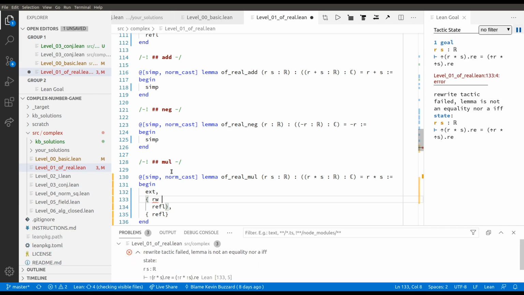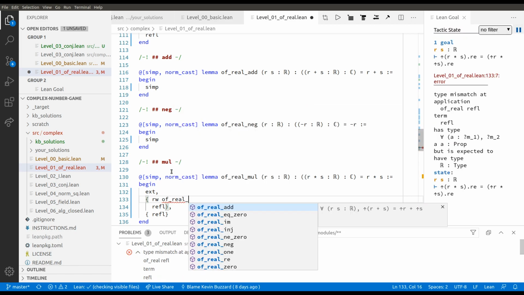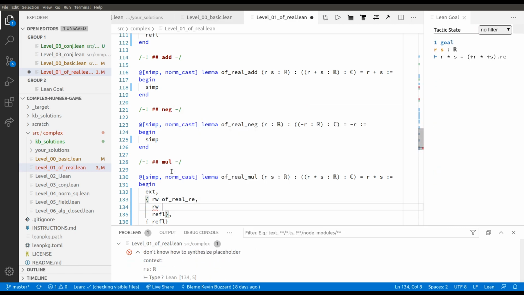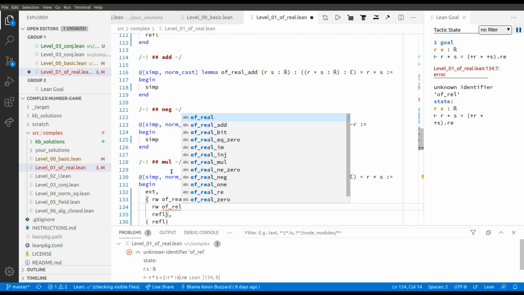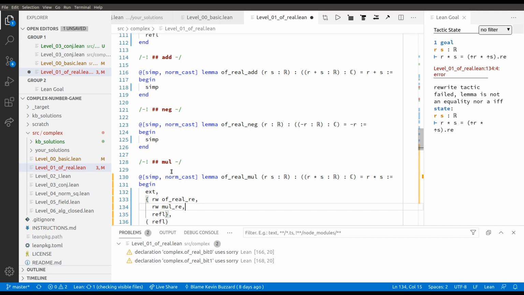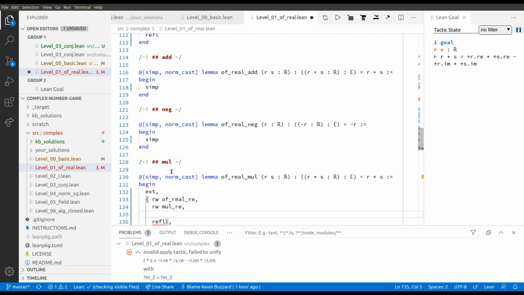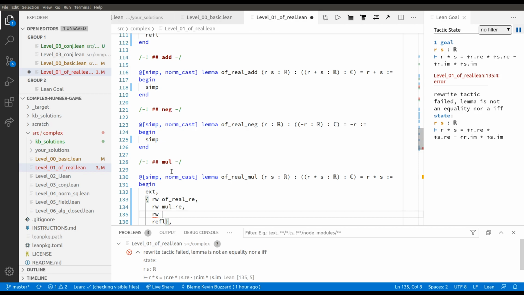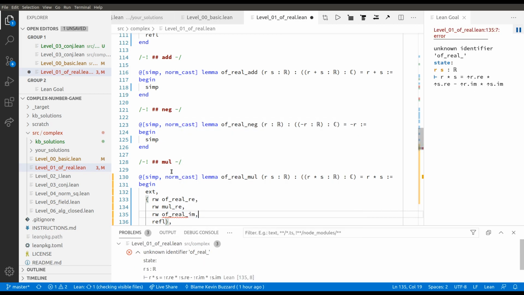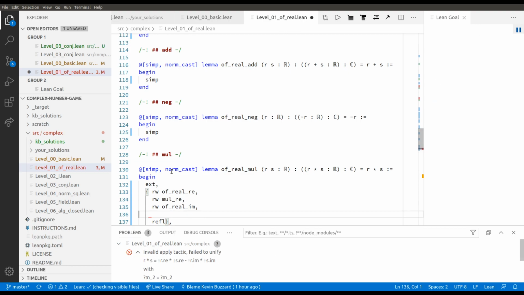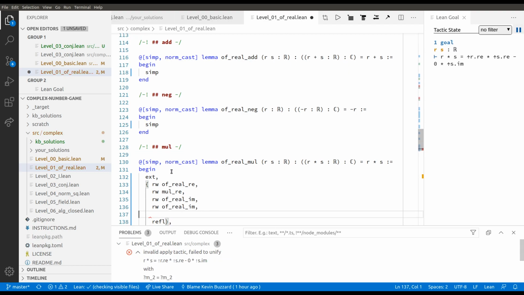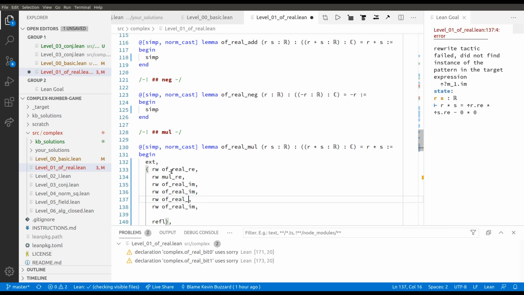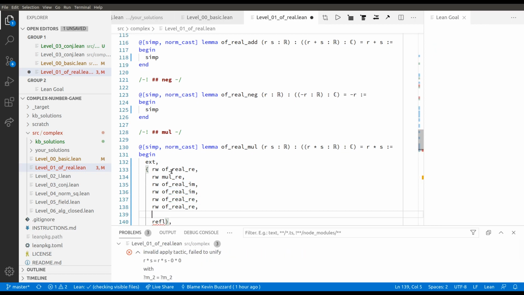So let's rewrite of real re, and then let's rewrite of real mul. No, mul re, and then let's rewrite of real im, and then let's do that again. I see, and we need to rewrite of real re as well. Let's change these to re. And you can see, so there we go. So this is when you actually unravel what's going on.